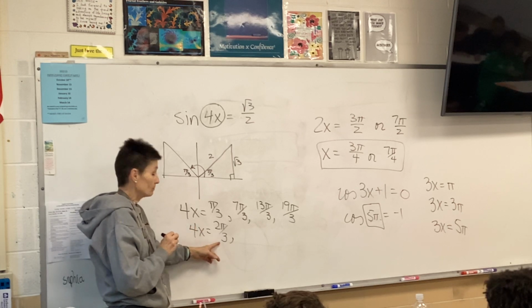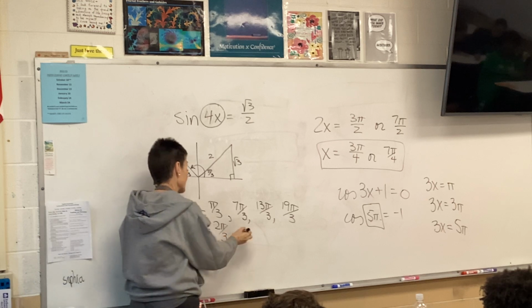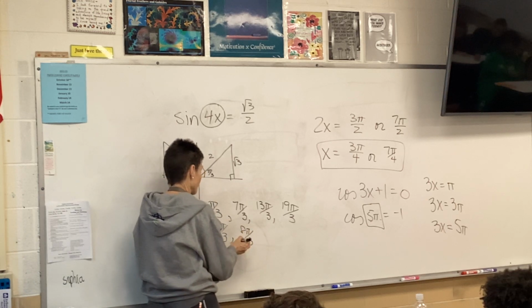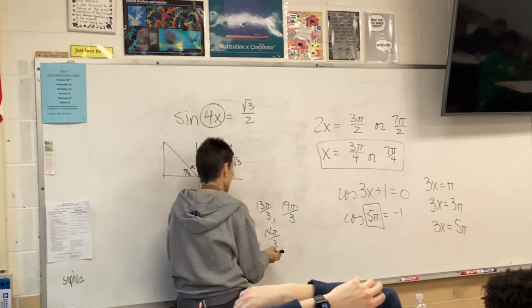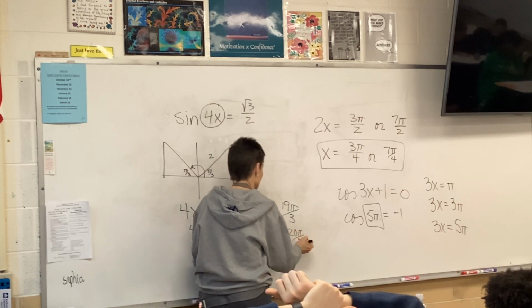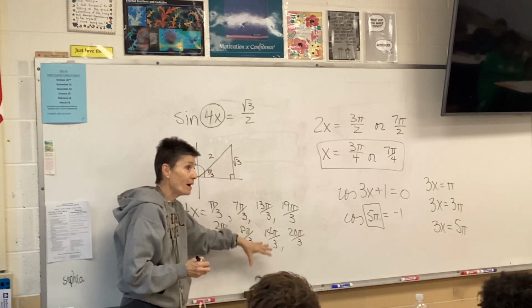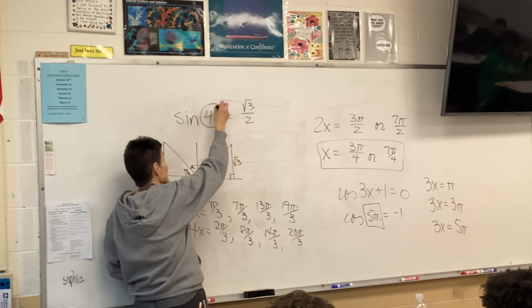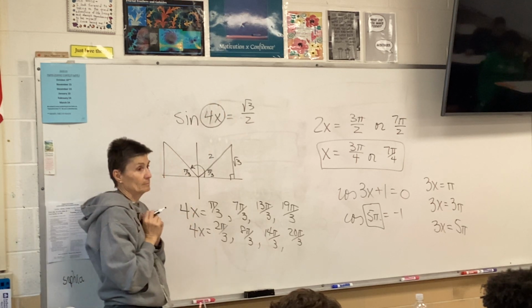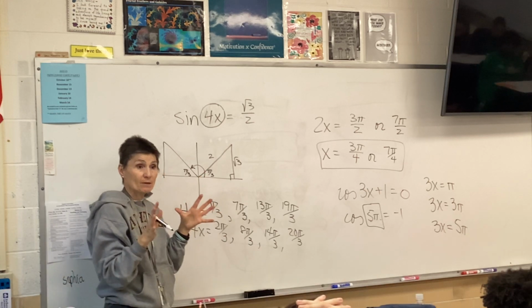Now, another first answer was 2 pi over 3. So I'll get 8 pi over 3 and 14 pi over 3 and 20 pi over 3. So these are all the possible numbers that could go in here and make that a true statement. And keep x between 0 and 2 pi.